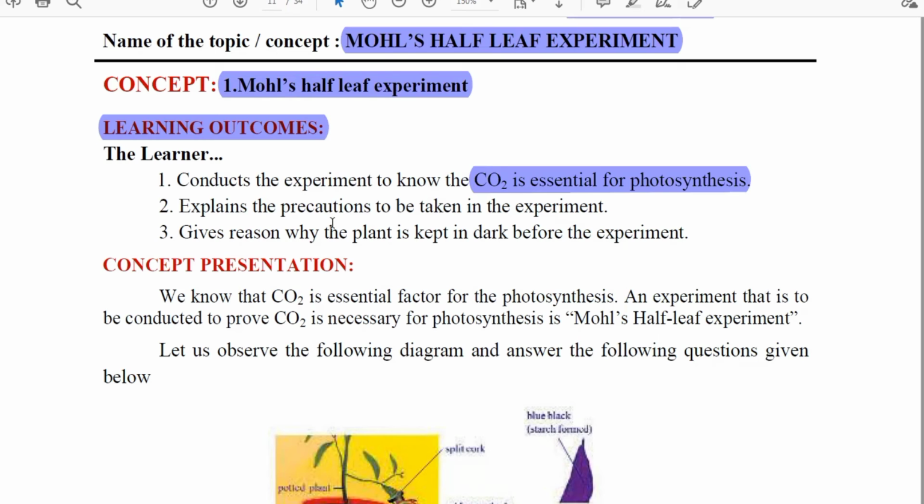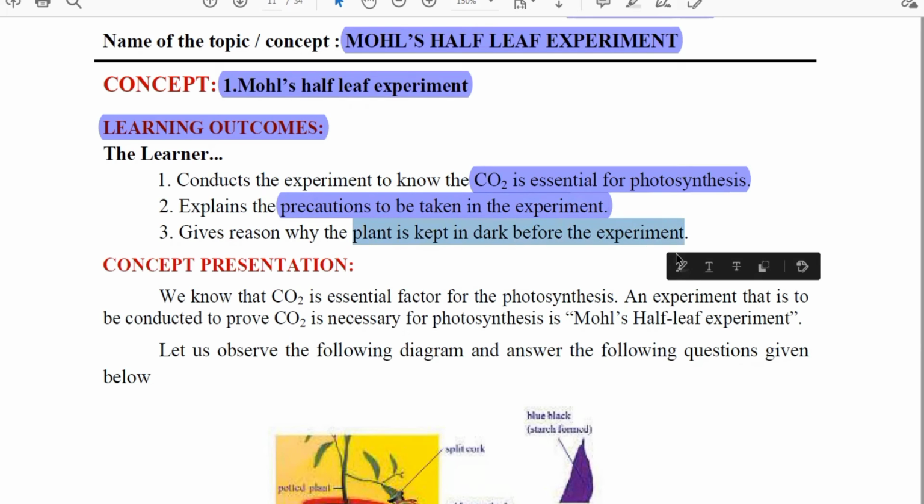Next, he explains the precautions to be taken while conducting this experiment. Next, the learner can give the reasons why the plant is kept in the dark before conducting the experiment. So these are the learning outcomes after going through Moll's half leaf experiment.